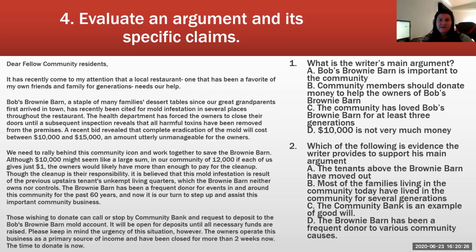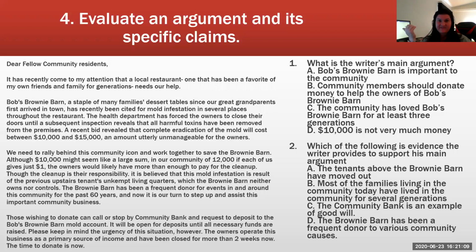Which of the following is evidence the writer provides to support the main argument? The tenants above the Brownie Barn have moved out. Most of the families living in the community today have lived in the community for several generations. The community bank is an example of goodwill. The Brownie Barn has been a frequent donor to various community causes. We're looking for evidence that this writer provides to support the main argument of how the community members should donate money to help them. The tenants moving out of the Brownie Barn doesn't support the main argument. It's just a detail.